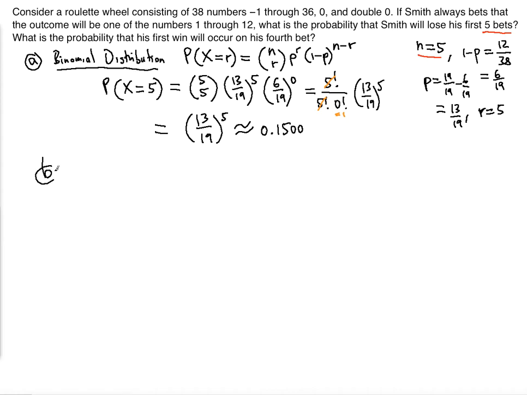Now the B part is a little bit more tricky. In this part, you're asked to find what is the probability that his first win will occur on his fourth bet? Right? You can't use the binomial distribution here because you're talking about successes versus failures. Not only that, but you're talking about the success being a certain bet, the certain numbered bet, which is the fourth bet. Right? So we can underline that. That's going to be the bet of success.